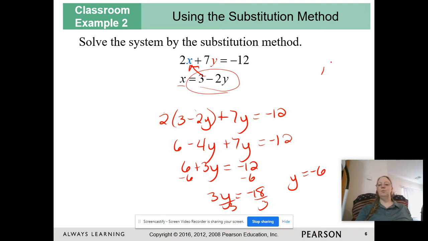Again, we only have the y value. We don't have the x value yet. So we're going to take our y, we're going to substitute it in. Again, it doesn't matter whether we do the top equation or the bottom equation, but I'm going to use the bottom equation, just because it looks a little bit easier.